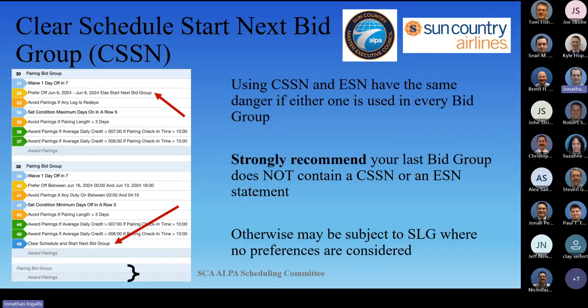Using CSSN clear schedule start next or ESN L start next has the same danger if either one of them is used in every bid group, which is secondary line generation if you push yourself all the way out of bidding. So we strongly recommend that your last bid group never ever has a clear schedule start next command or an L start next command. You really don't want to end up in secondary line generation. You really don't want to end up in a free trade board for the whole seniority list. It's not a fun place to be.